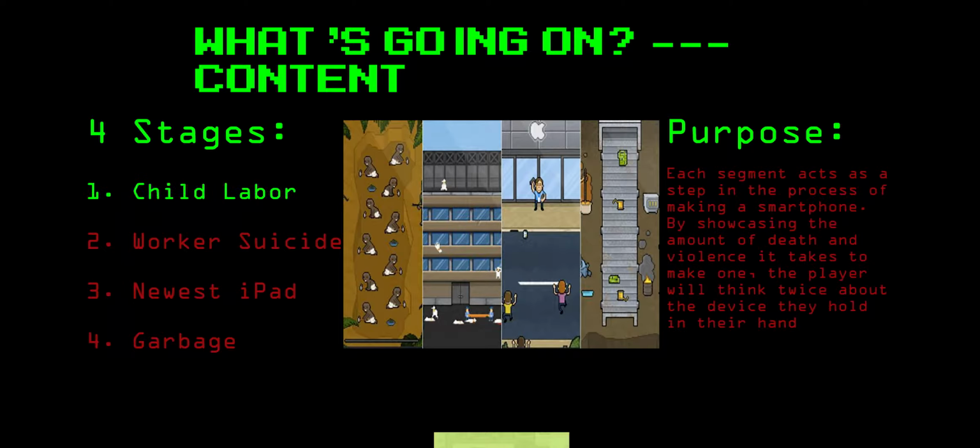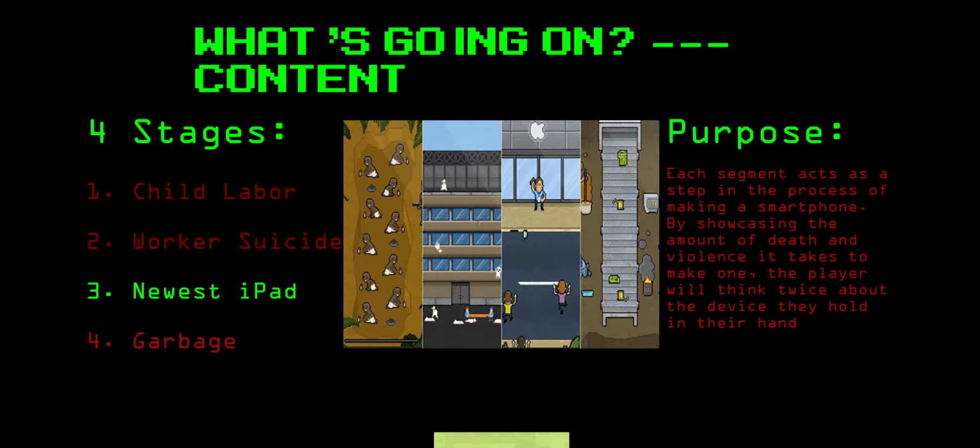the game. The first stage of the game showcases the birth of a smartphone through the mining of raw materials by child laborers held at gunpoint. Stage 2 displays the horrific scene of factory workers attempting to commit suicide due to unhappiness in working conditions. This is stopped only by suicide prevention nets.